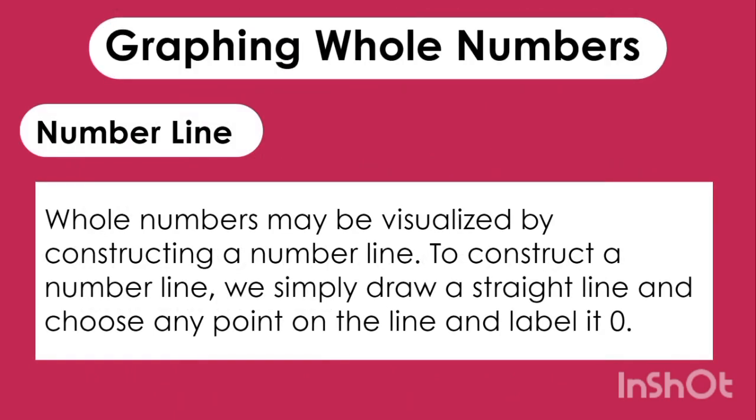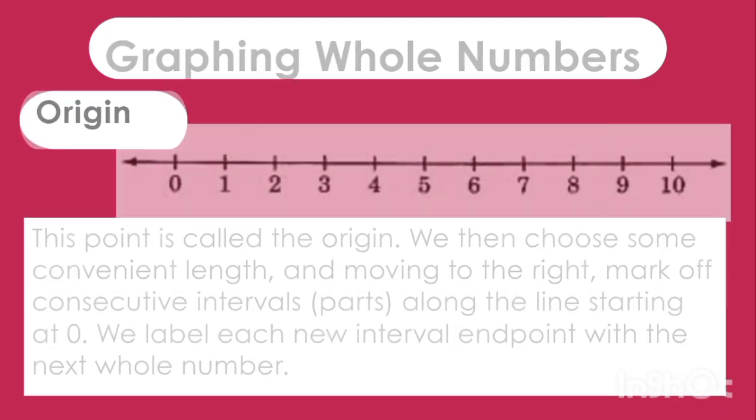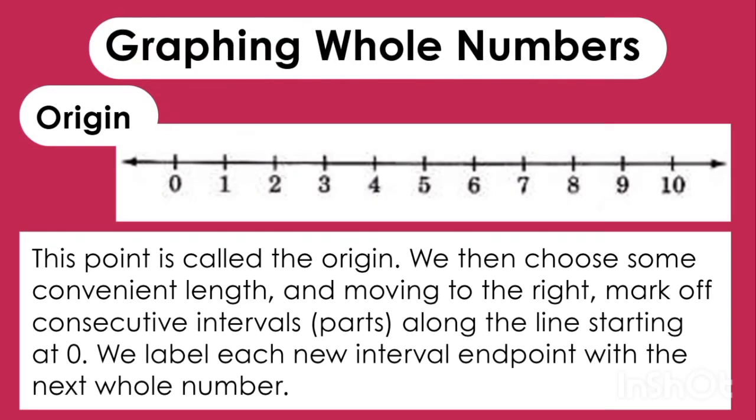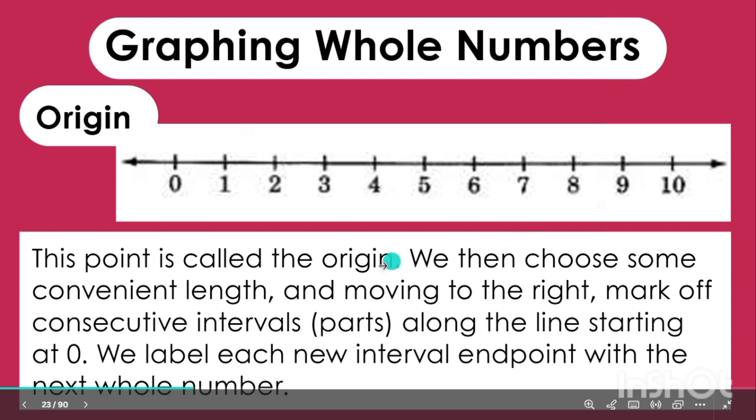In graphing whole numbers, we use a number line. We simply draw a straight line, choose any point on the line, and label it 0. Just like this, a number line from 0 to 10. This point is called the origin. We then choose a convenient length and, moving to the right, mark consecutive intervals.